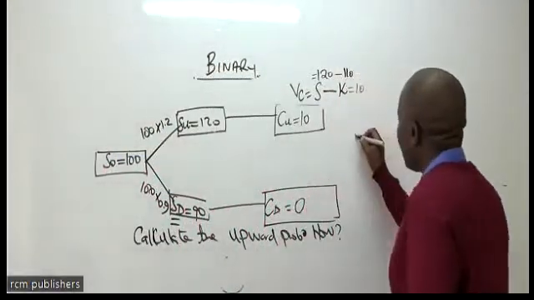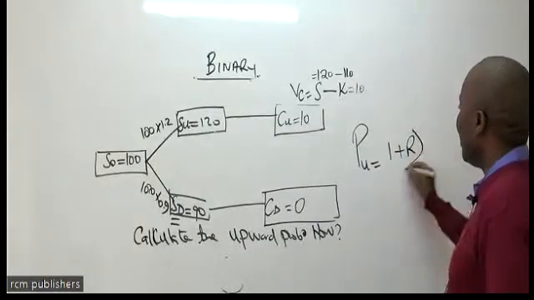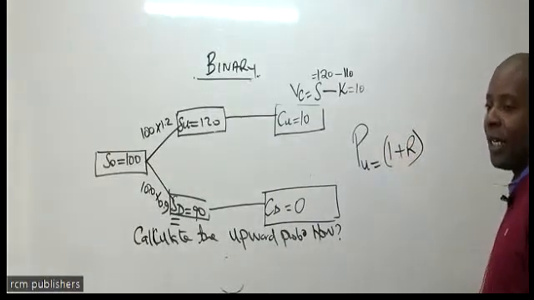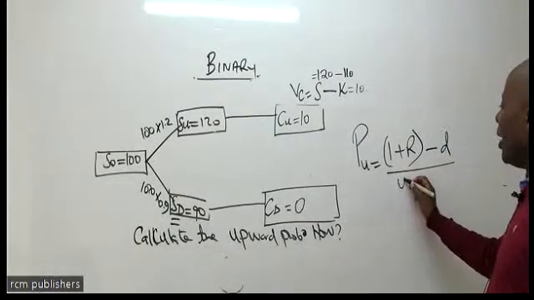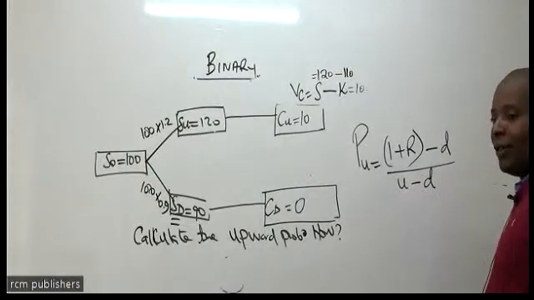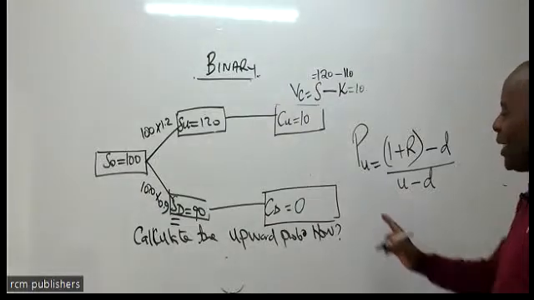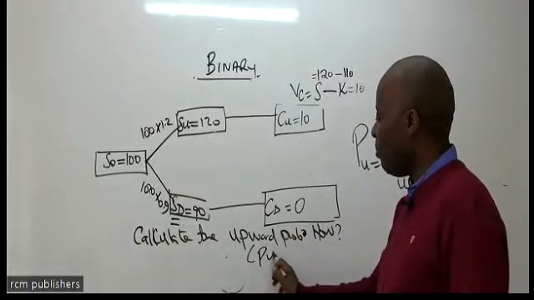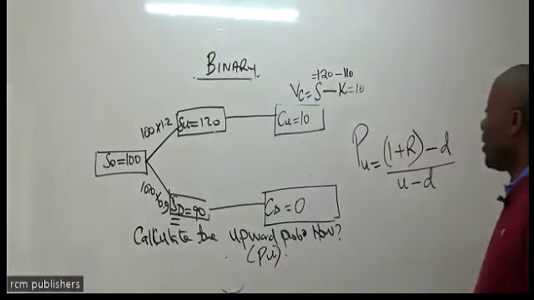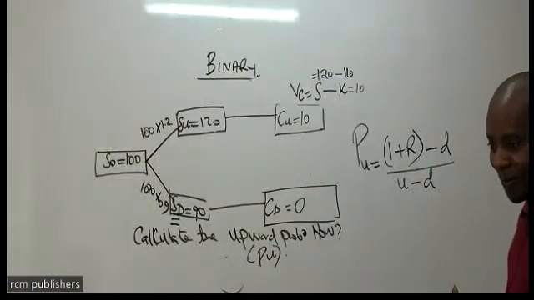So the upward probability will be equal to 1 plus the risk-free rate of return minus the down, all over the upward minus the down. This is the upward probability, PU. It is 1 plus R minus down.